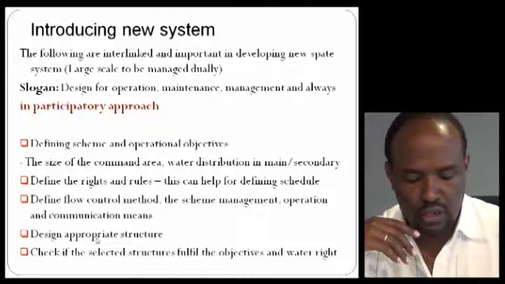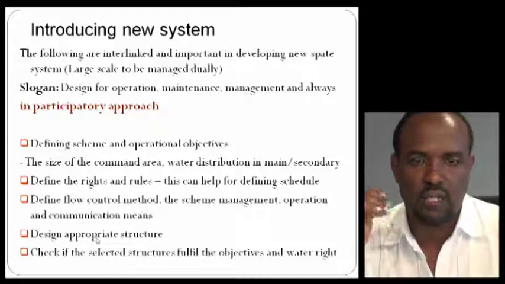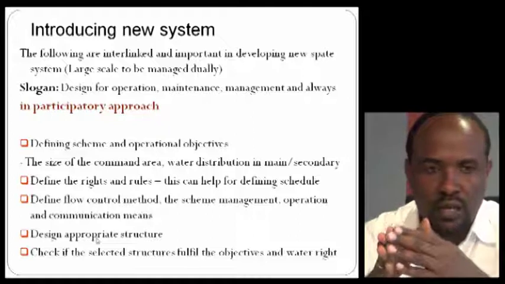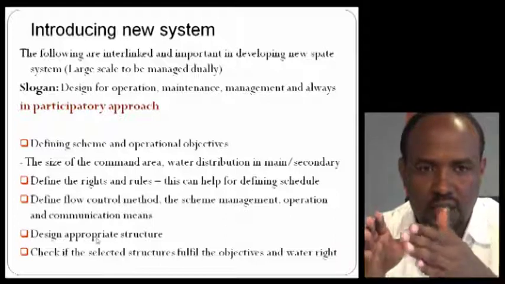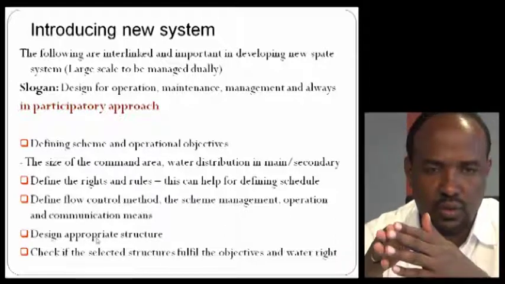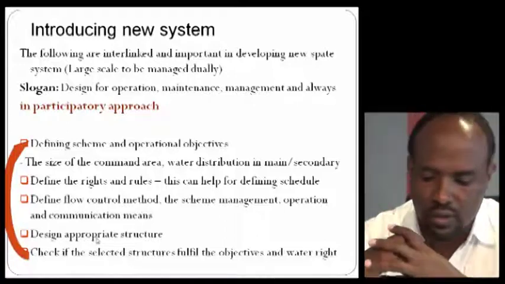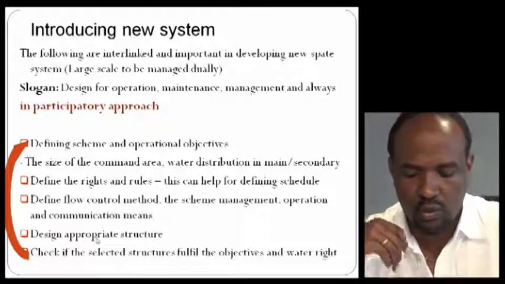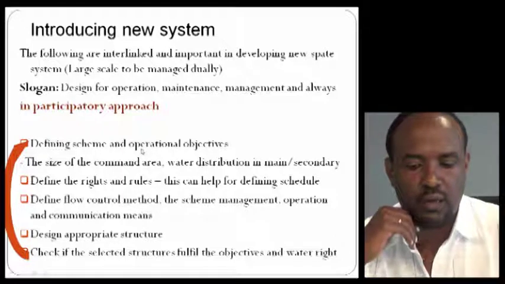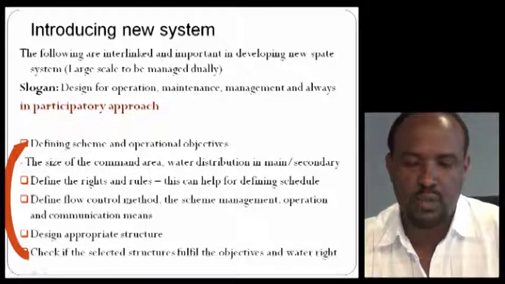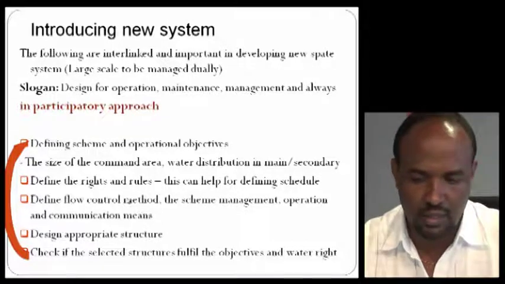And then we need to check if the selected structure fulfills the objective and the water rights. Sometimes water needs to be distributed in some ways, but the structures are there to obliterate those rules. Therefore, we need to check all these, and if they are not in line, then we need to come back to defining our operation and scheme objective, and make this loop, and more or less we have to define and design the structures at the end.